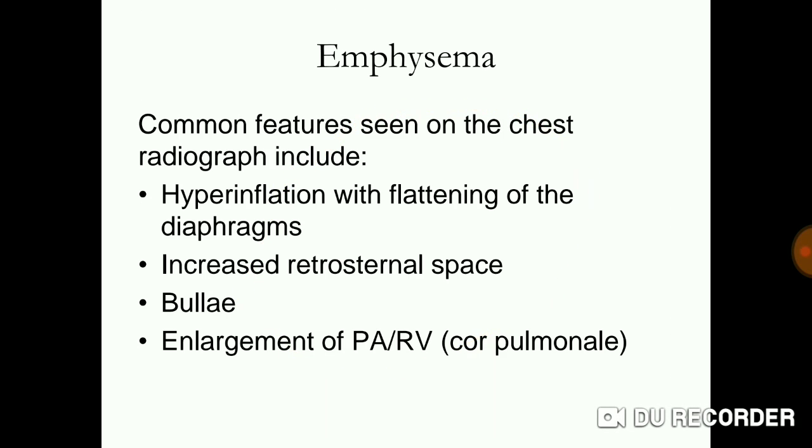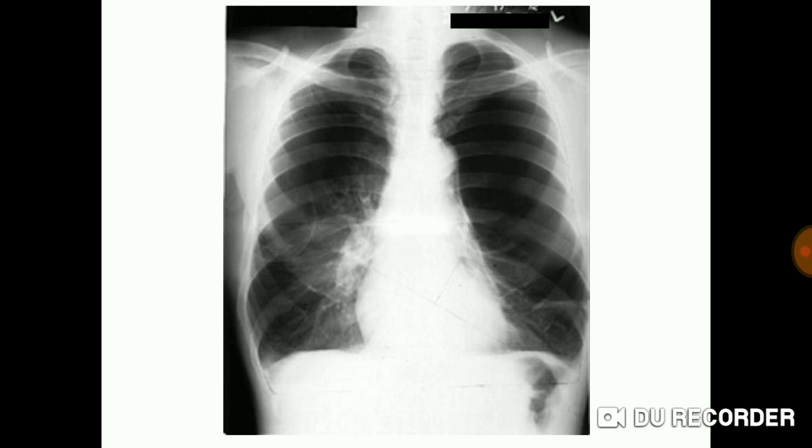Next is emphysema. Common features seen on the chest radiograph include hyperinflation with flattening of the diaphragms, increased retrosternal space, bullae, and enlargement of the posterior, anterior, and retroventral cor pulmonale. You can see.